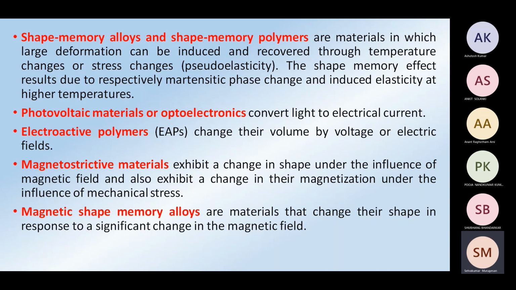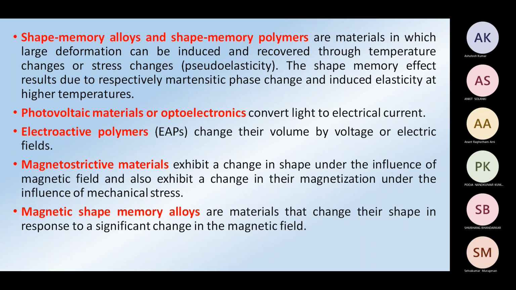And optoelectronics, which converts light into electrical current. Electroactive polymers change their specific volume when you apply a voltage or electrical field. And magnetostrictive materials, which you have seen already in the biosensor, exhibit a change in shape under the influence of a magnetic field, and also exhibit a change in magnetization under the influence of mechanical stresses.